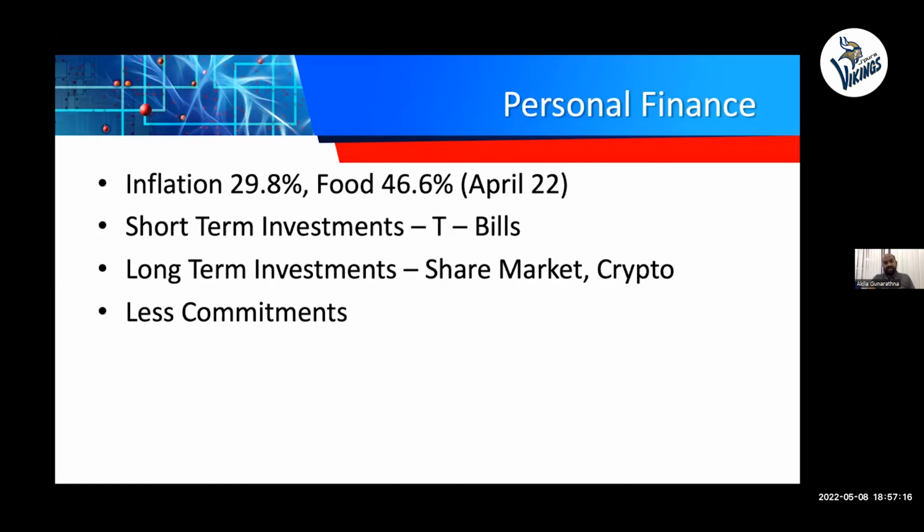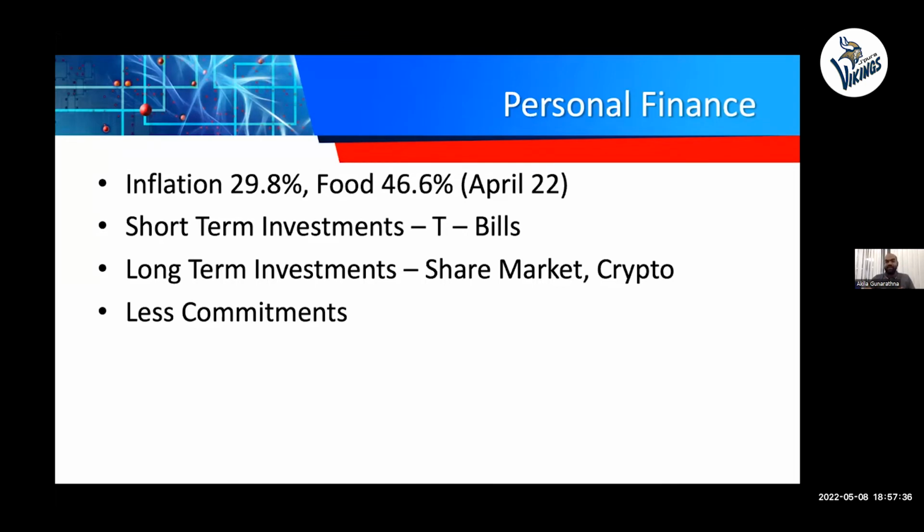And our financial markets are not so developed. In other countries, you have instruments like inflation-linked bonds. When inflation goes up, those bonds give you more returns. But unfortunately, we are in a country with a very primary financial market. Therefore, we don't have those options. The only option that we have is T-bills.